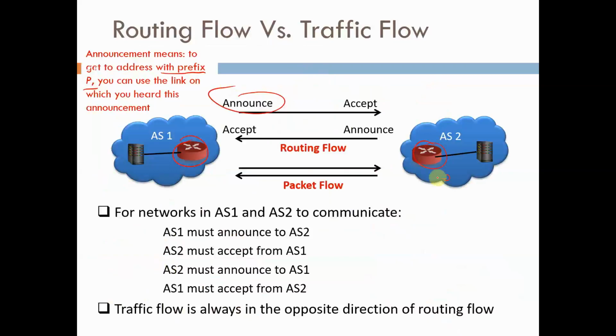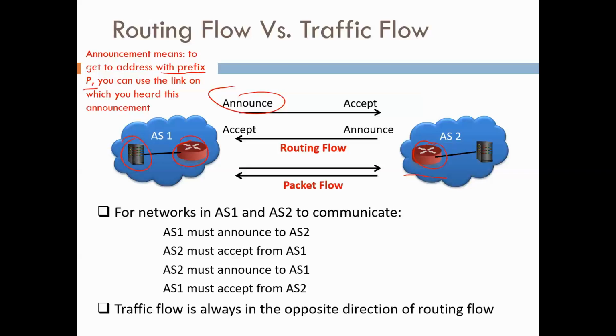Now, the border router has the option of accepting or rejecting. What does it mean to accept or reject? If AS2 accepts this announcement, then it acknowledges that if it has traffic with this IP address, or the first few bits of the IP address match this announcement, it will send it to autonomous system 1. Okay? This means that autonomous system 2 now knows how to forward packets to the networks connected to autonomous system 1.